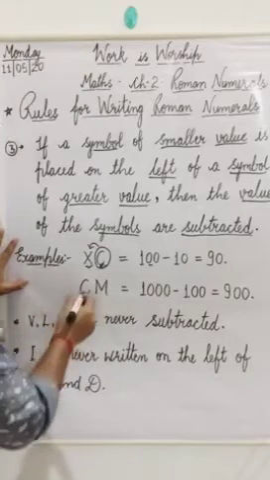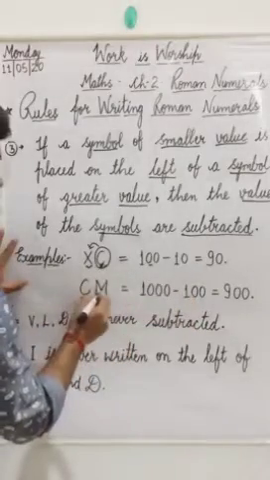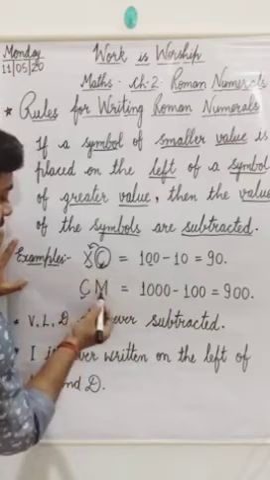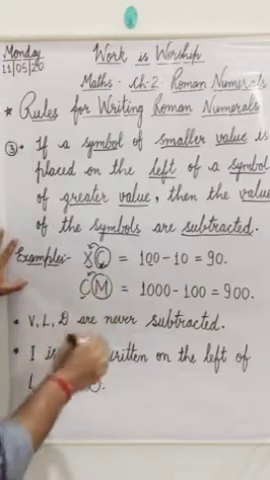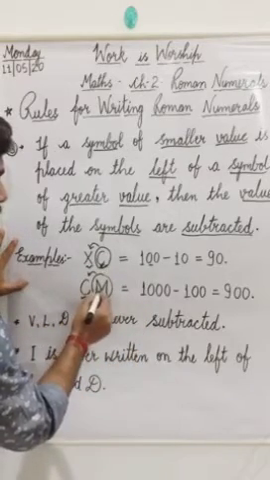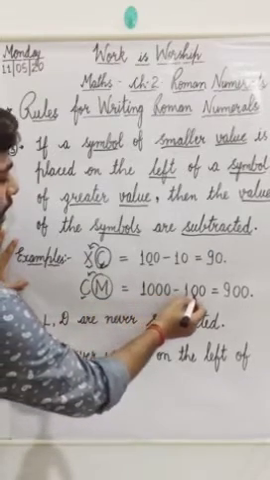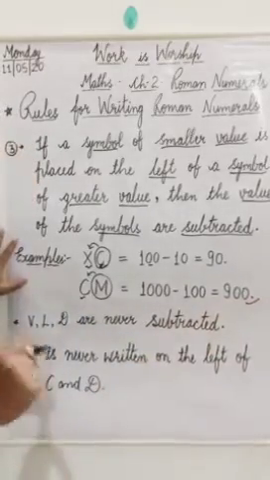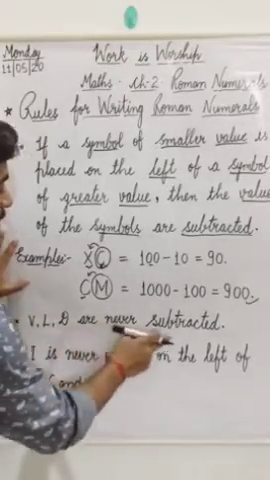Second example, C and M. C is denoted to 100 and M is denoted to 1000. So जैसा कि हम देख रहे हैं कि ग्रेटर वैल्यू के लेफ्ट साइड में स्मॉलर वैल्यू है, तो जाहिर सी बात है हम उसको सब्ट्रैक्ट करेंगे, and C is subtracted from M. It means 1000 minus 100. So answer is 900. Some important points here is V, L, D are never subtracted.